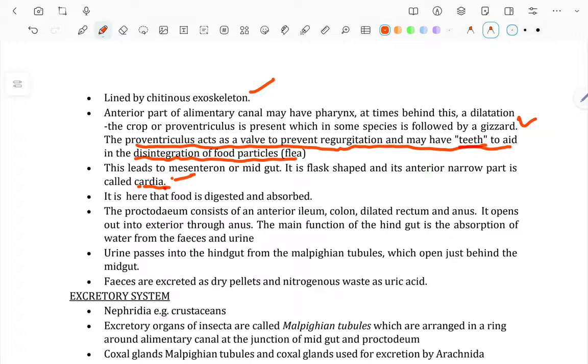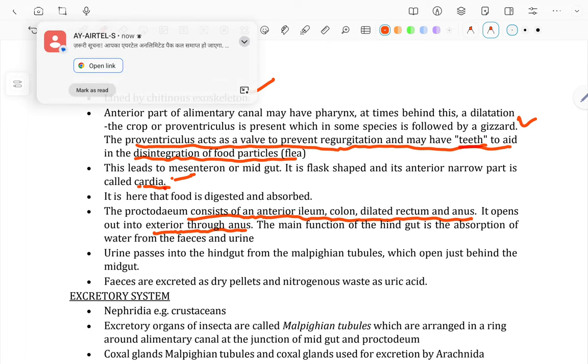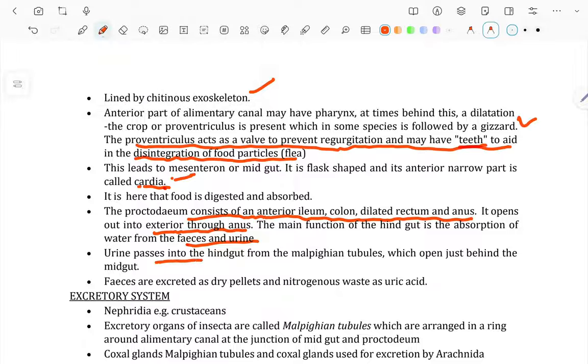The proctodeum consists of an anterior ileum, colon, dilated rectum and anus. It opens out into the exterior through the anus. The main function of the hindgut is the absorption of water from the feces and urine. Urine passes into the hindgut from the Malpighian tubules, which open just behind the midgut. Feces are excreted as dry pellets and nitrogenous waste as uric acid.